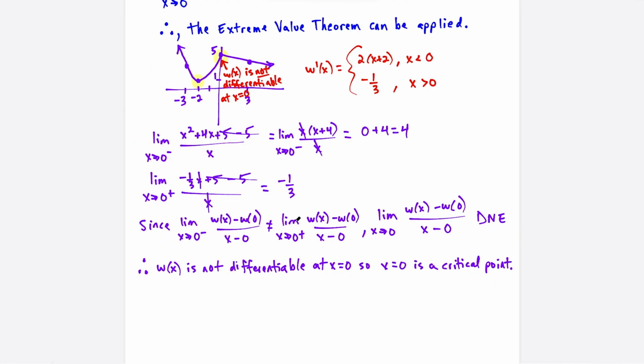So now the other type of critical point that we have to find is, where is w prime equal to 0? Now notice the bottom piece here will never equal 0 because it's just a constant. It's equal to negative 1/3. But the top piece here, we could say w prime of x is equal to 0 when we set the top piece equal to 0. We could set 2 times x plus 2 equal to 0. And this is going to give us x is equal to negative 2. So this is one critical point over here, and x equals 0 is our other critical point.